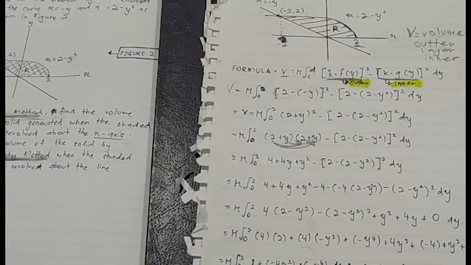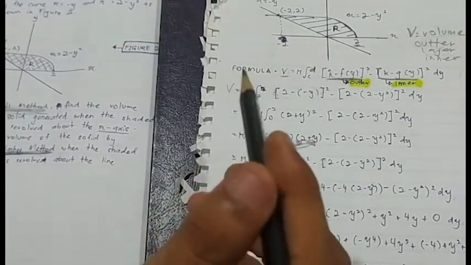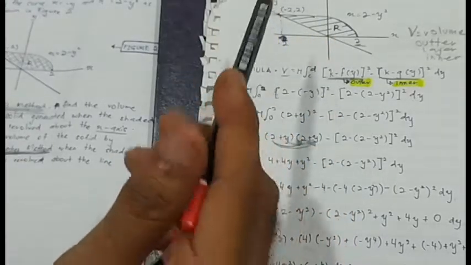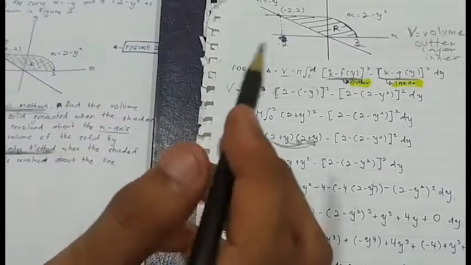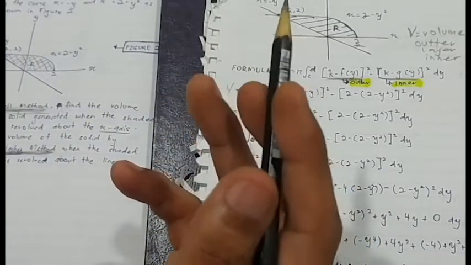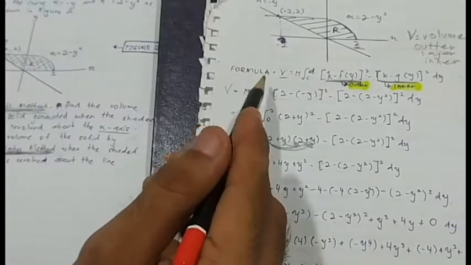Okay, now we are on the second question, which is question number 2 in Roman numerals. So basically in this question, it wants us to find the volume by using the washer method when the shaded region is revolving at x equal to 2. Because the axis of revolution was shifted to the right side, in this case we're going to need to use this formula right here.